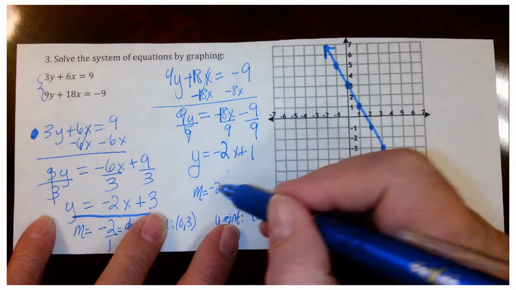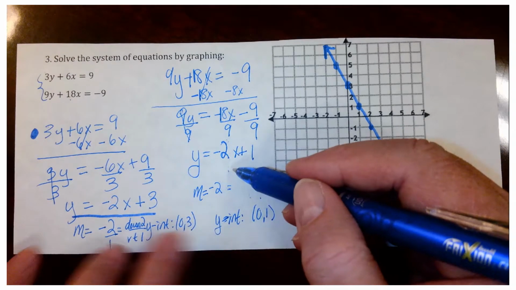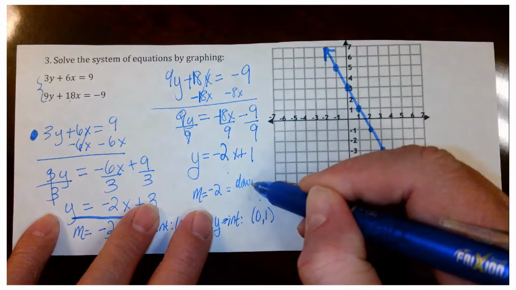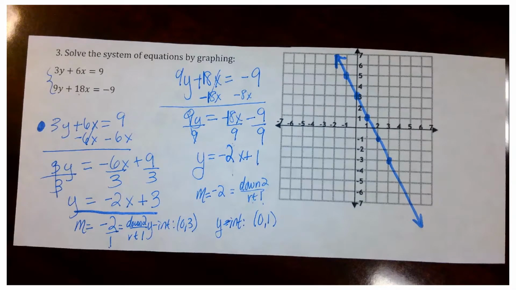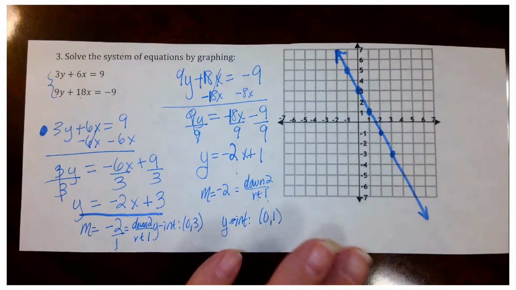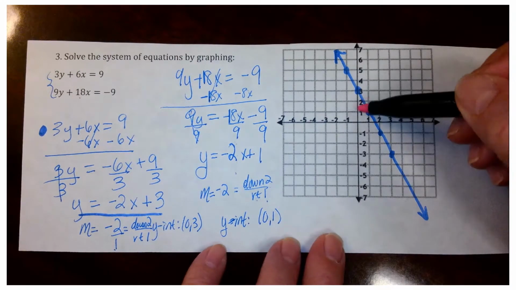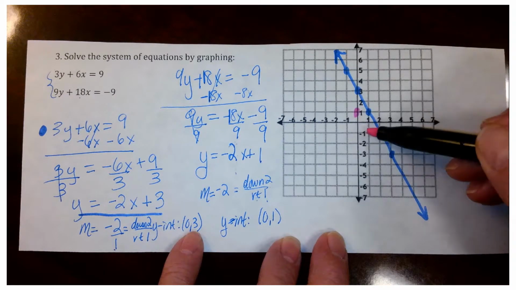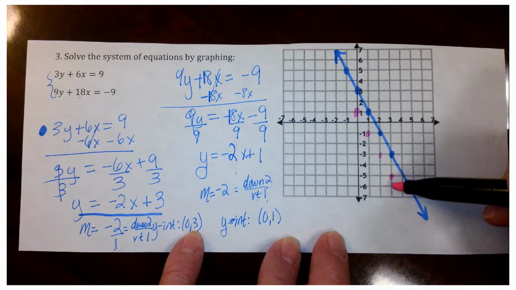All right, so negative 2. We're going to go same as this one, down 2, right 1. Okay? Y'all probably caught that before I did. All right, so let's graph this one. (0, 1). Down 2, right 1. Down 2, right 1. Down 2, right 1. Oh, I see a pattern happening here.